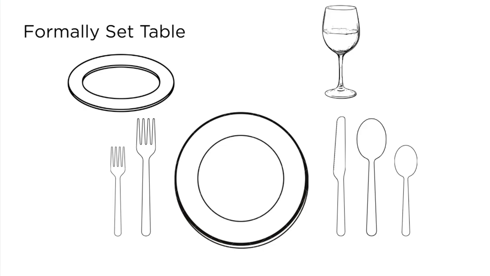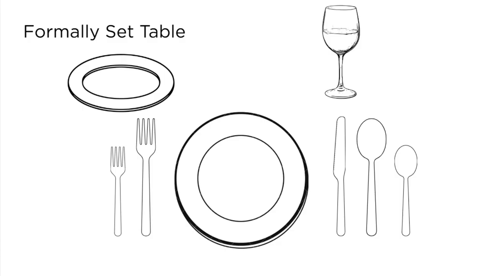The dinner fork is placed at the left of the plate, and if a salad fork is used, it goes to the right of the dinner fork. The napkin is placed at the left of the fork or can go under the forks or on top of the plate. The knife is placed to the right of the plate with the blade facing the plate, and the teaspoon is placed to the right of the knife. If a soup spoon is needed, it will be placed to the right of the teaspoon.